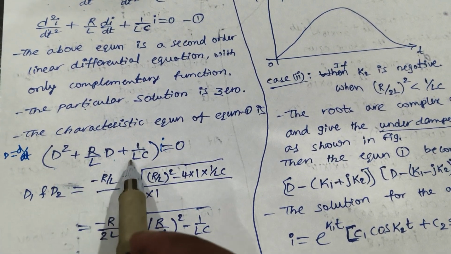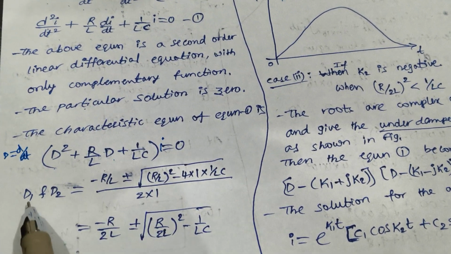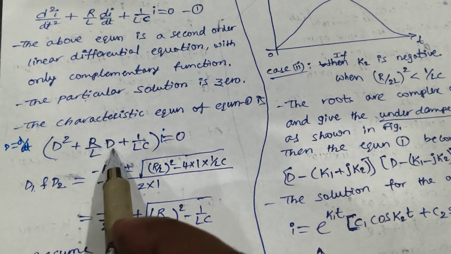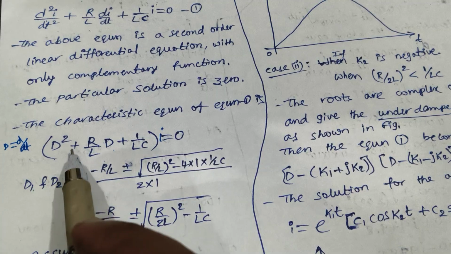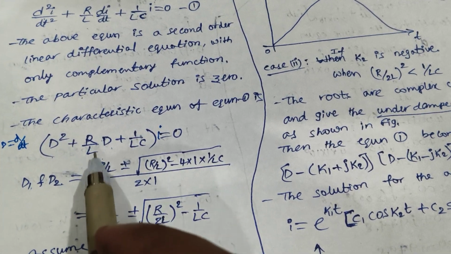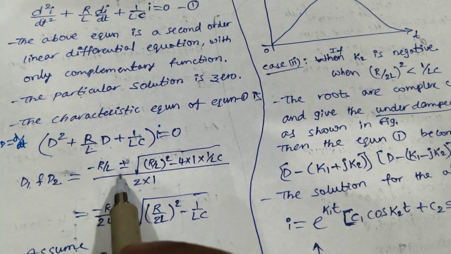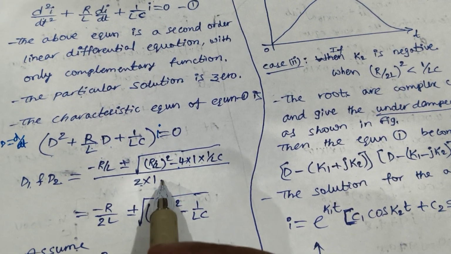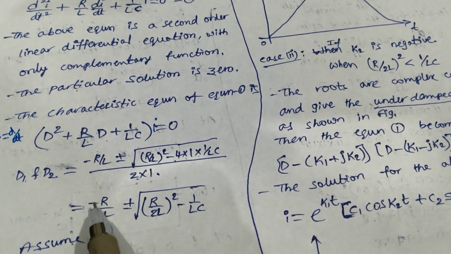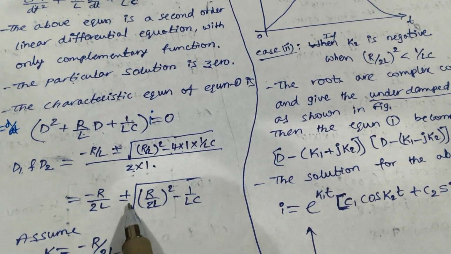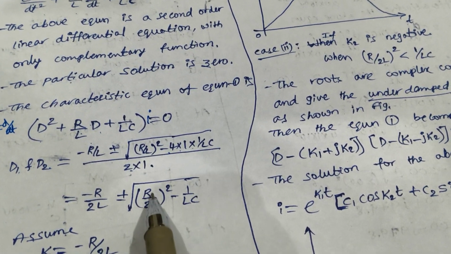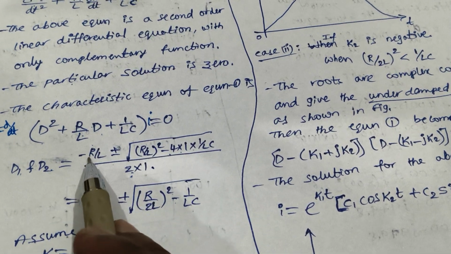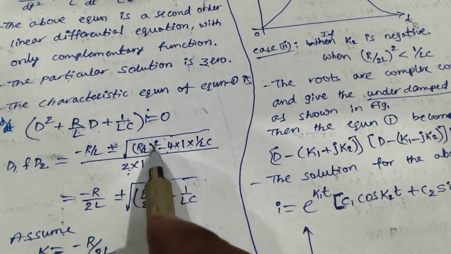For that, we can find out the roots. The roots are D1 and D2. If we compare this equation with ax square plus bx plus c, the roots of ax square plus bx plus c are nothing but minus b plus or minus under root of b square minus 4ac by 2a. Out of that, we get the roots as minus R by 2L plus or minus under root of (R by 2L) square minus 1 by LC.